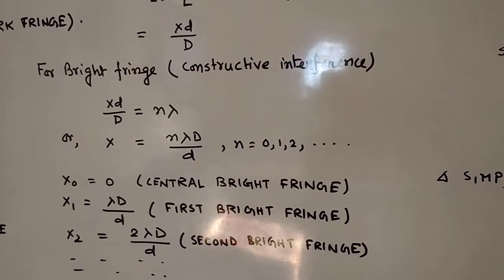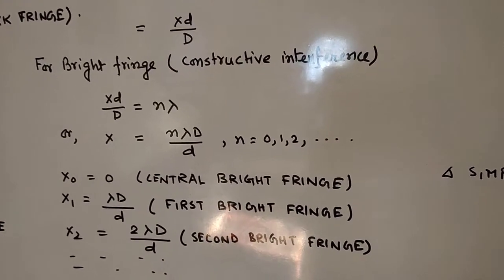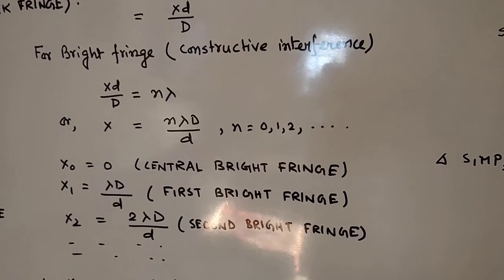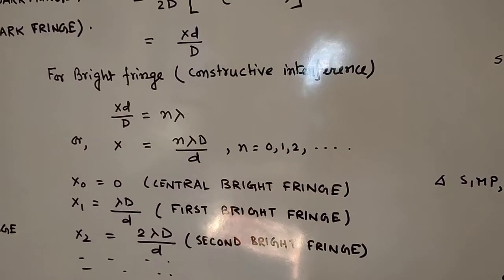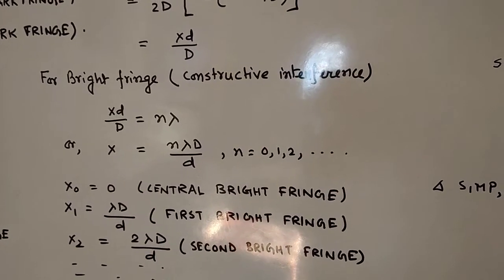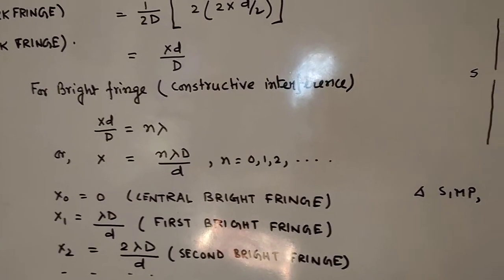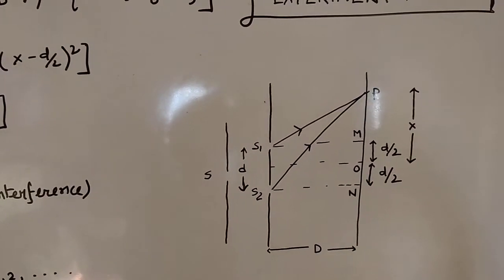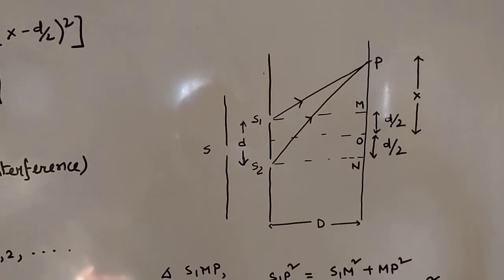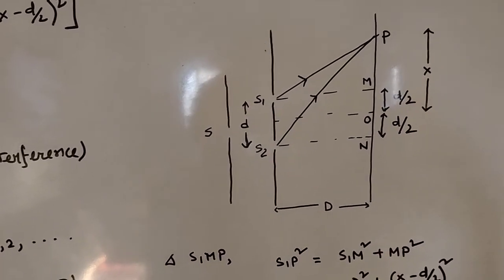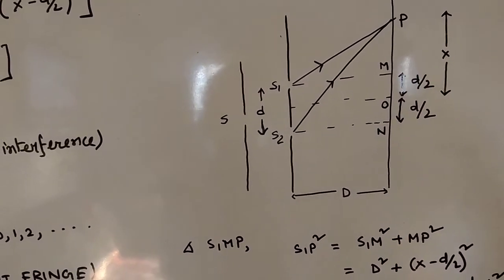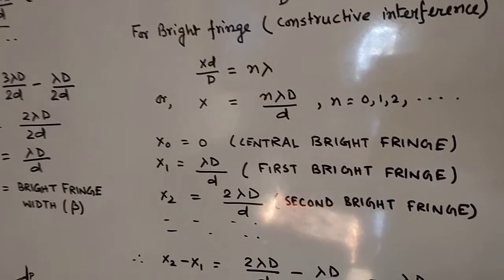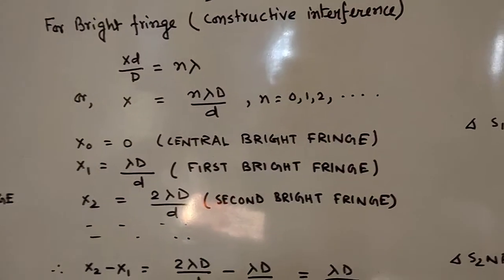So if you substitute n equal to 0, then you will get x naught, that is, in place of n, 0. It means 0. That is your central bright fringe. So n equal to 0 means x not equal to 0. You see x is the distance from P to O. So if x goes to 0, then it is the point O. So at O you will get the central bright fringe as per this expression.